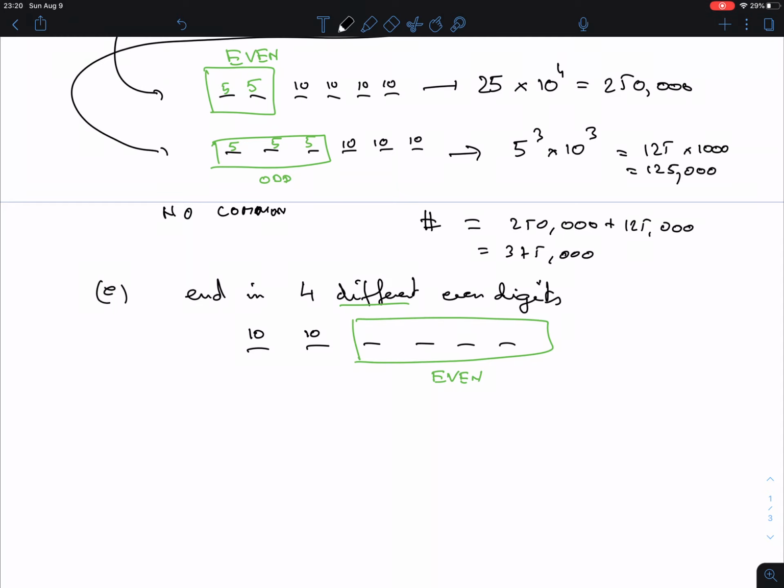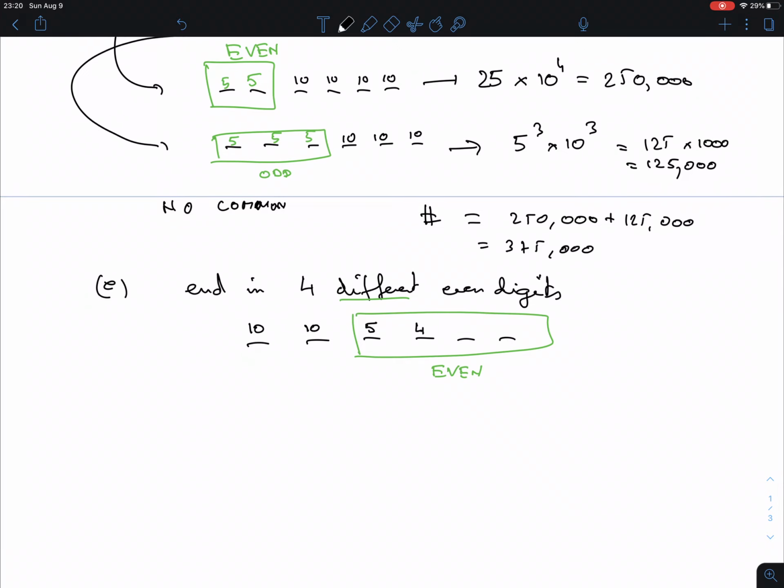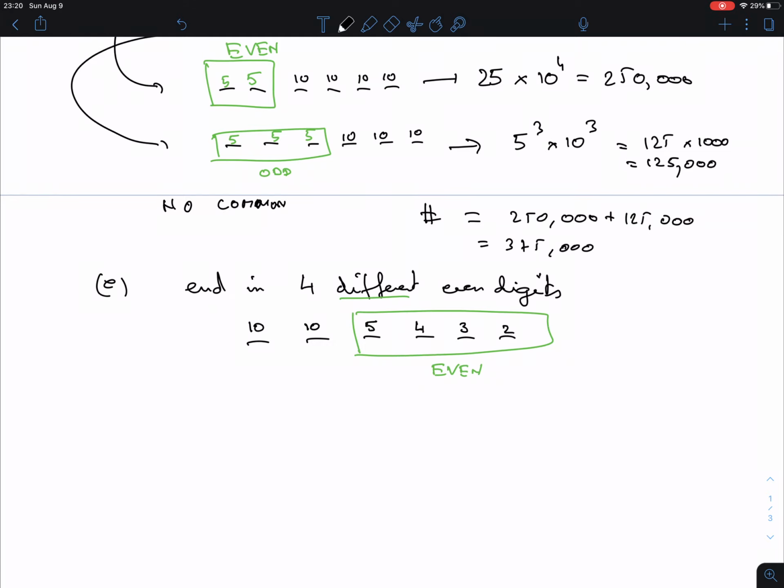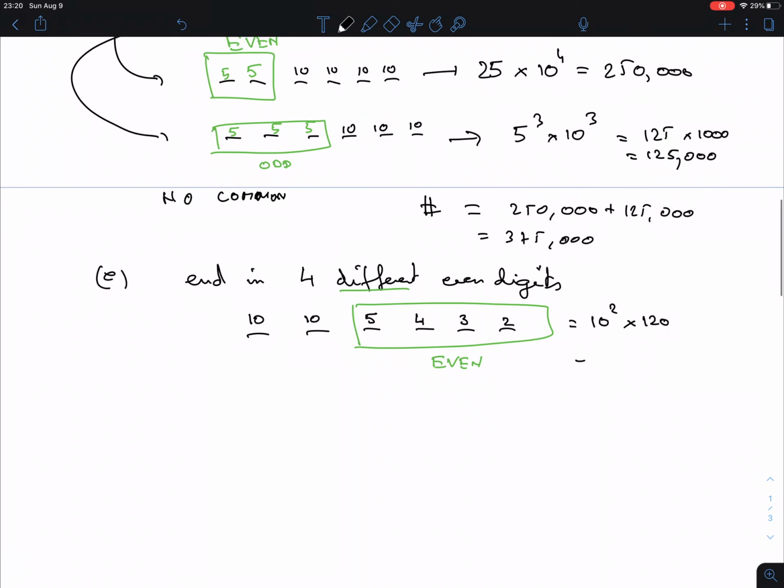10 on this one. Now, the next digit has to be even, and there are only 5, so I have 5 choices. Now, what changes in the next spot? It still has to be even, but I cannot use the previous one anymore. So I have only 4 choices left. And then for the next one, there are only 3 even digits left. And for the last one, only 2. So that's a difference here. So this means that is 10 squared times, this is 120. So that is 12,000.